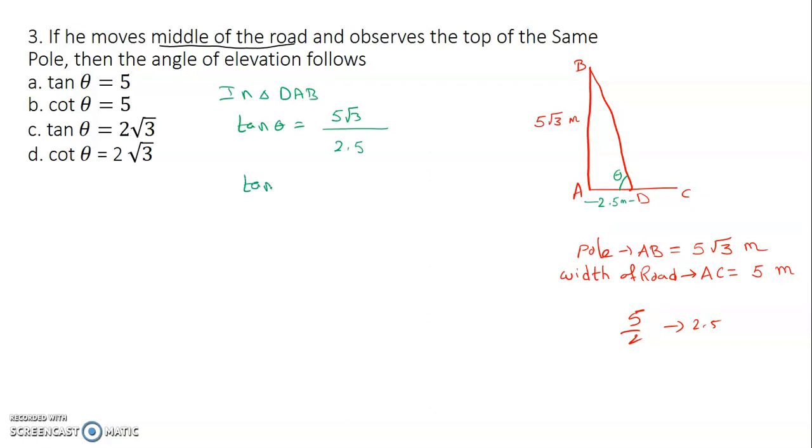So now tan theta is equal to 5 root 3 by 2.5. 2.5 will go in 5 2 times. Okay, that's all. This is the final equation. Tan theta is equal to 2 root 3. Where is the option? Yes, option C is correct.